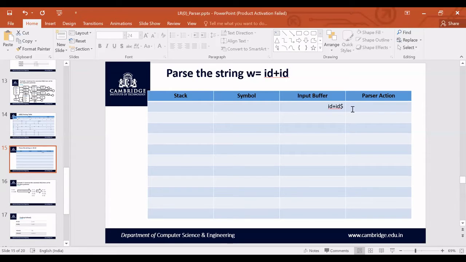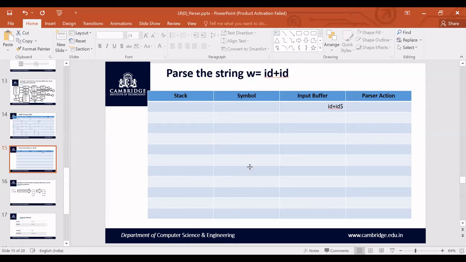Write down the table, in which the table is divided into four different columns. The first column is the stack. The stack is used to push the states. How many states? Not all, only some of the states. Whenever you're shifting, the state number is pushed upon the stack. And whenever you're reducing, some of the states are popped out of the stack top. For pushing and popping the values, you are using the stack.